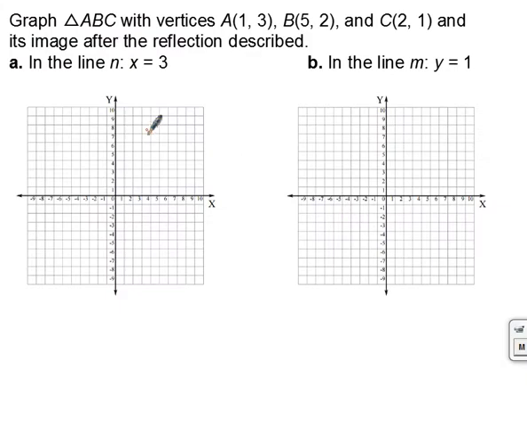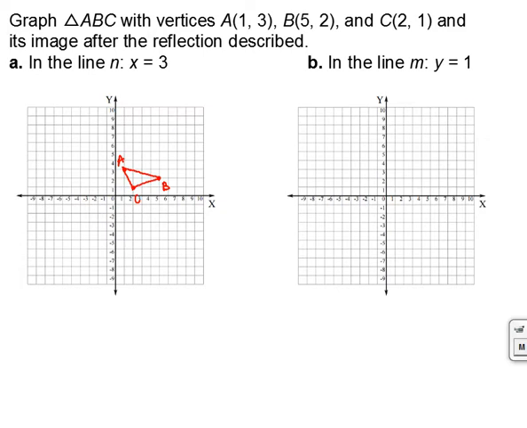Alright, so let's take a look at this. This says to graph triangle ABC with vertices of A being at (1, 3). So we're going to put point A there. B is at (5, 2). So there is B. And C is at (2, 1). There is C. So this is triangle ABC.